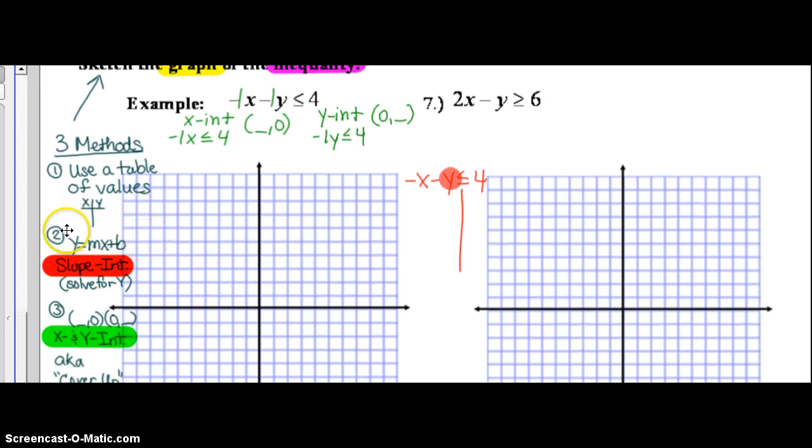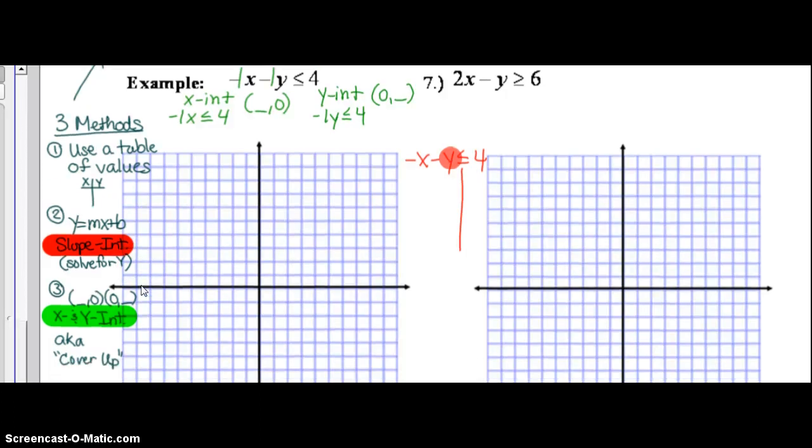The second method we used was the slope-intercept method. This is where we solve for y and put it in y equals mx plus b form, plotting the y-intercept and using the slope to find the next point. In method 3, we knew it as the cover-up method. This is where we found the x- and y-intercepts, because we had to cover the y to find the x-intercept and cover the x to find the y-intercept.